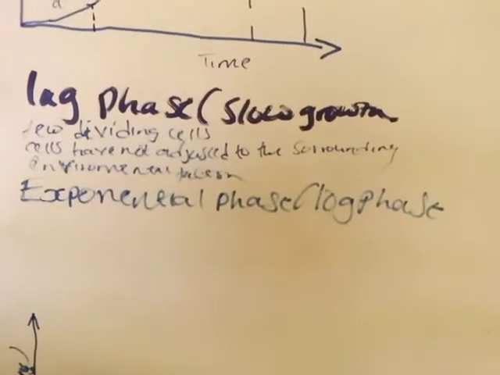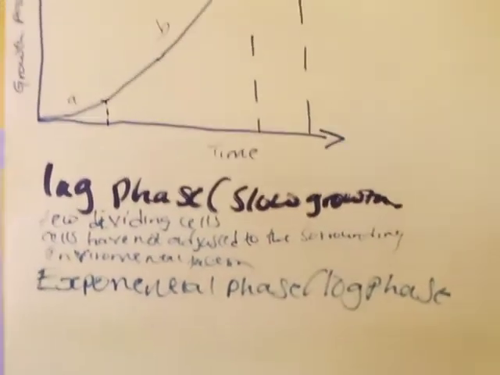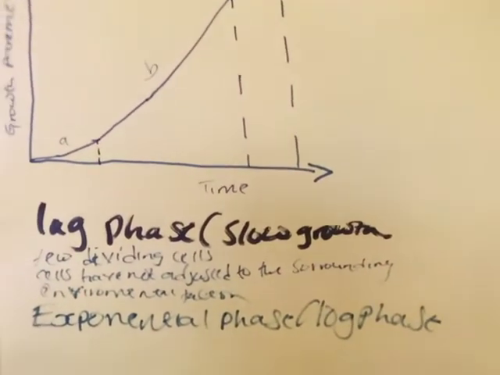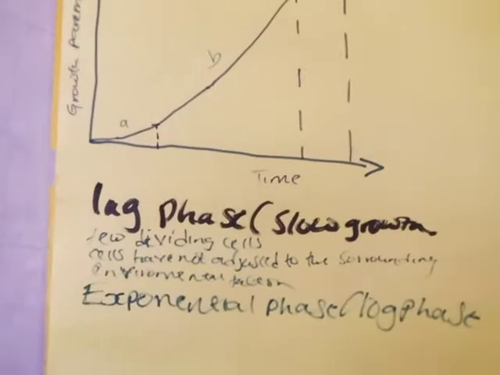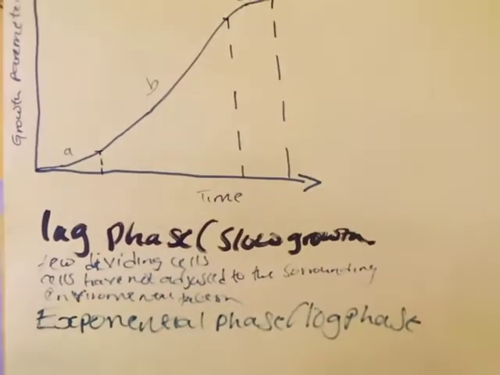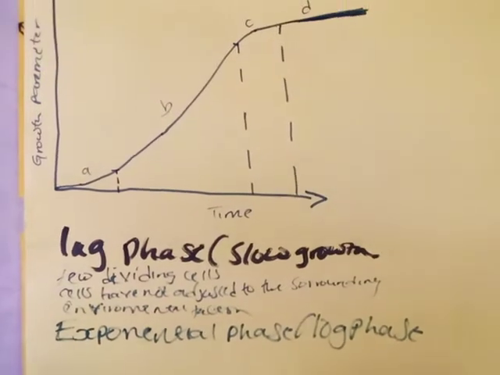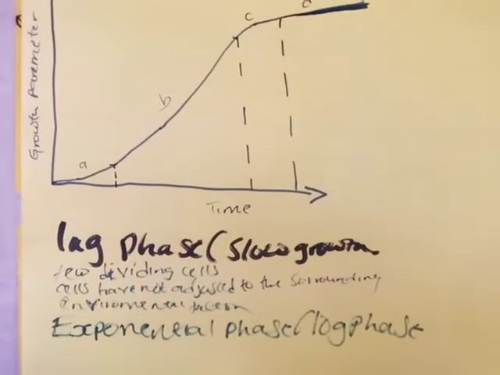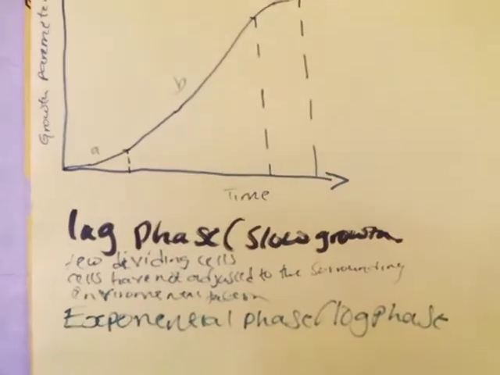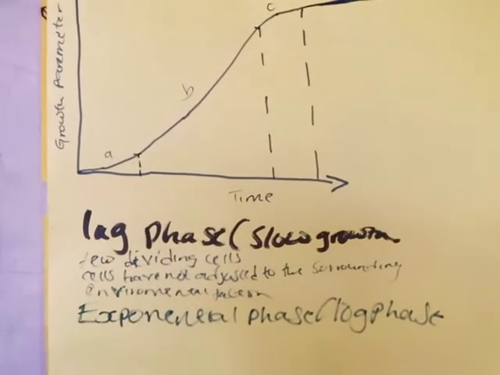Now, during this phase, the rate of growth is always at its maximum, and at any point, the rate of growth is always proportional to the amount of material or number of cells of the organisms that are already present.